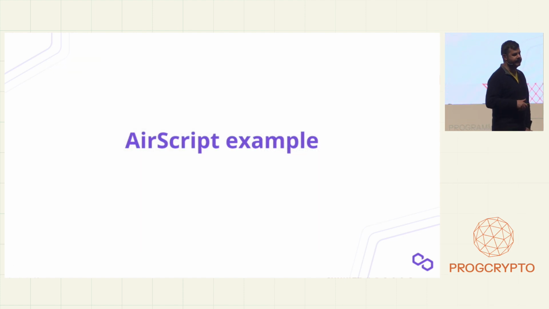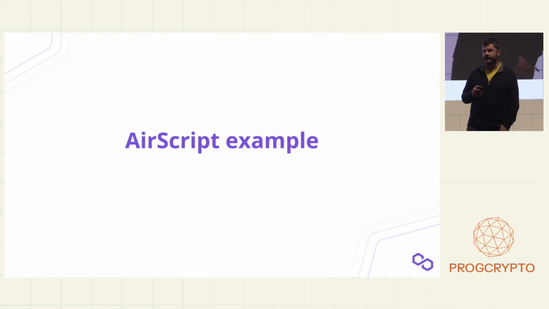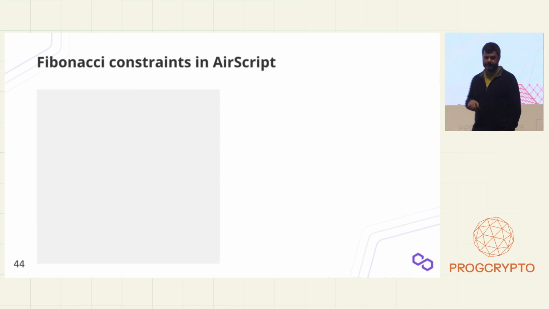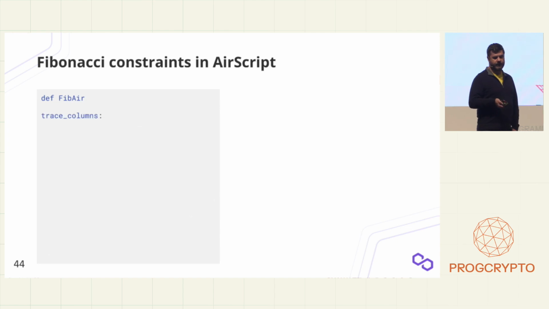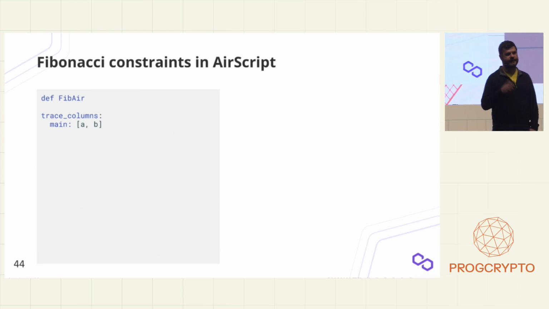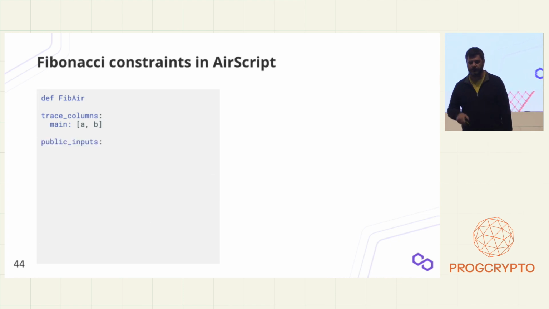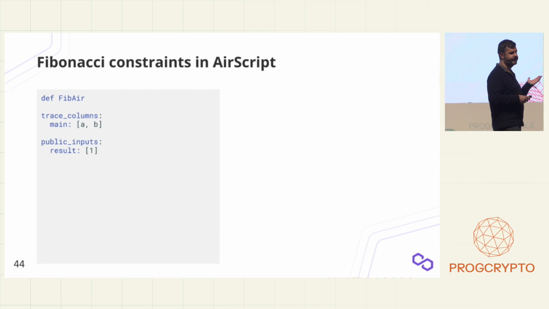So let's go through a simple example of how we would do, for example, the Fibonacci sequence constraints in AirScript. We specify the name of the AIR, then we need to define our trace columns. If you remember, we had 2 columns, A and B, in the main trace. We didn't have an auxiliary trace, so this is a very simple computation that doesn't need non-local constraints. We have public inputs. In this case, we will only have a single public input, which is the result of the sequence.